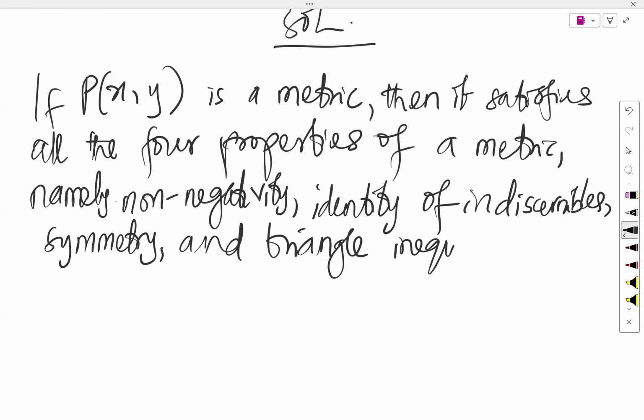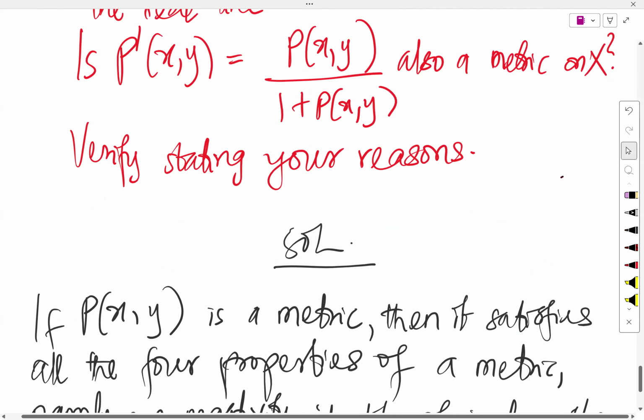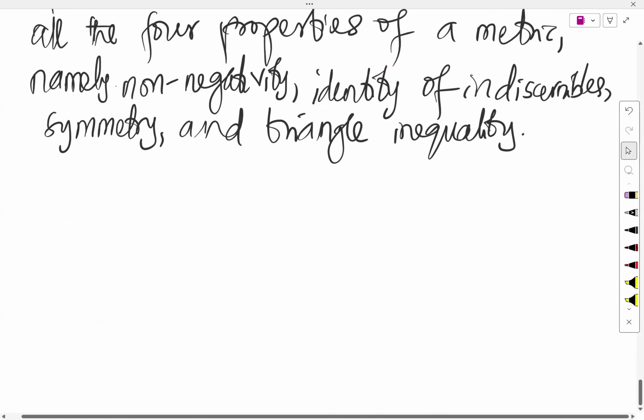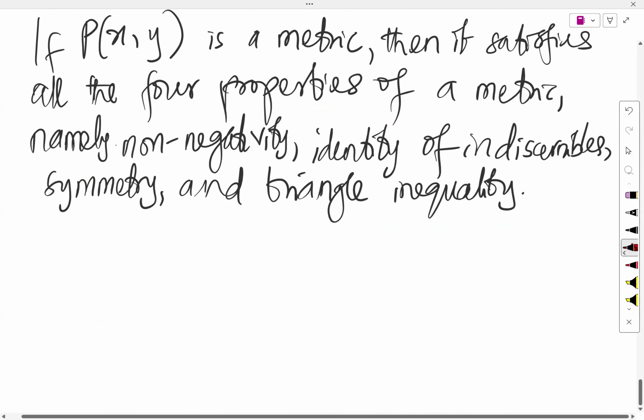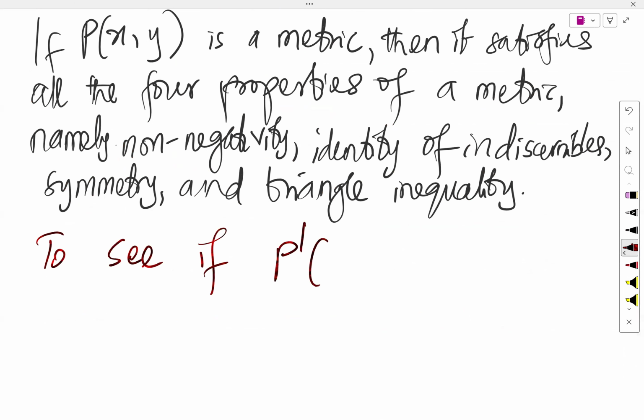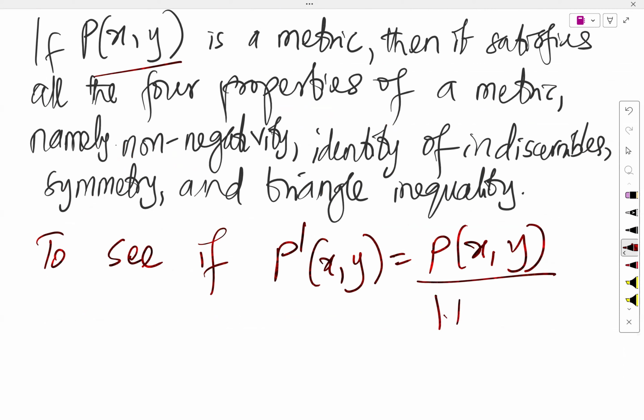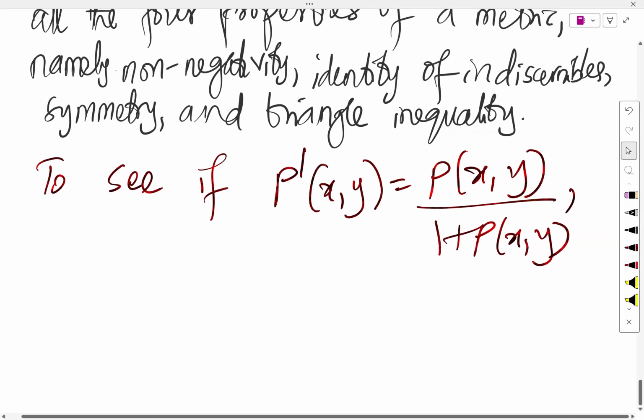So based on the question, we have that P is already a metric. So that's settled. So based on P now, we want to see if P prime is also a metric. So that's the job we have to see: if P prime of X comma Y, which is simply P of X comma Y, which we already know is a metric, all over 1 plus P of X comma Y, is also a metric. So we have to check all the four properties, right?